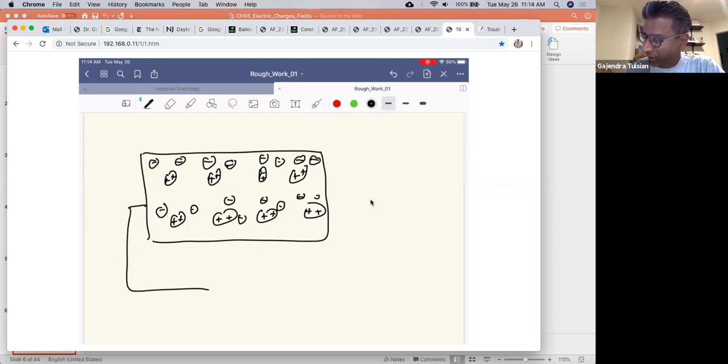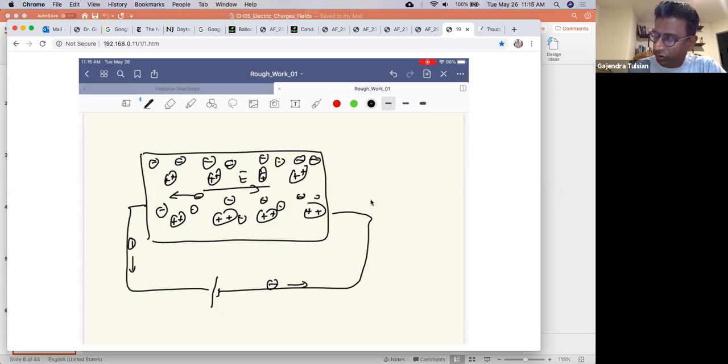And if you connect a battery to this metal, what the battery does is it'll establish an electric field in the metal. You'll see all of this in a bit, but the electrons move in response to the electric field. And so electrons will move in this direction. Again, this constitutes a current.